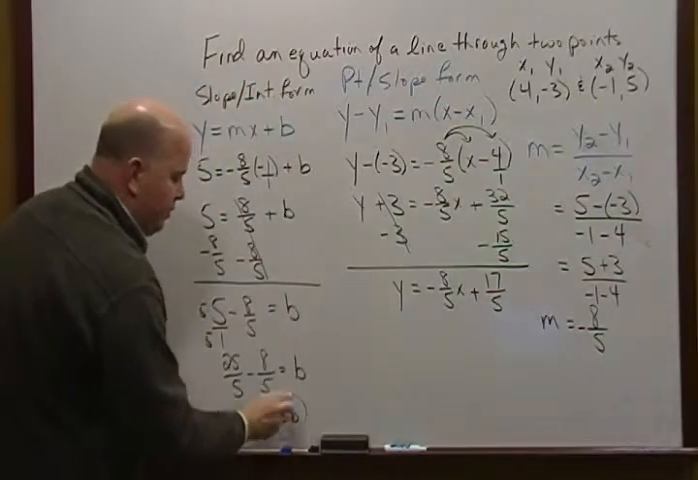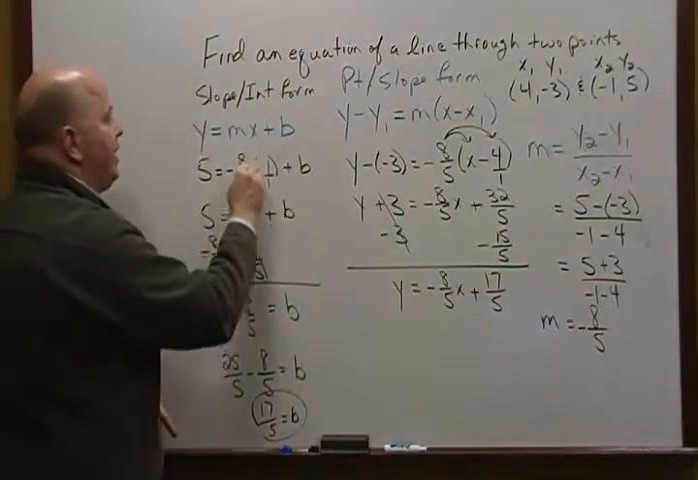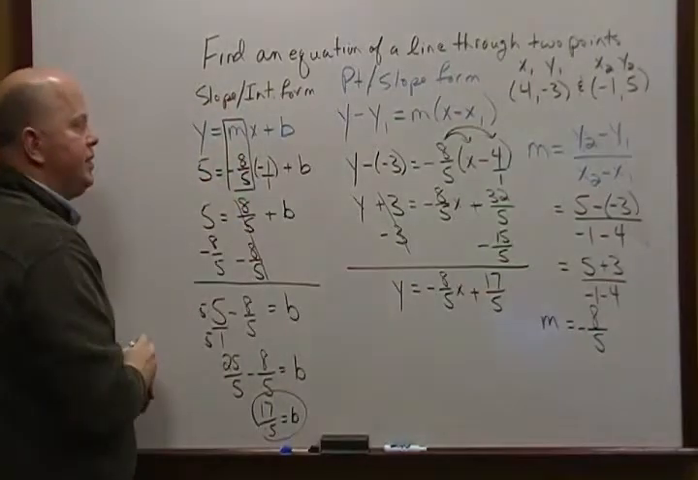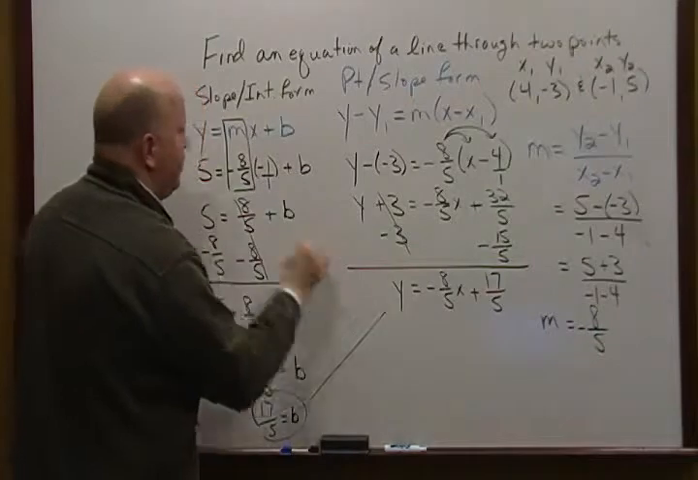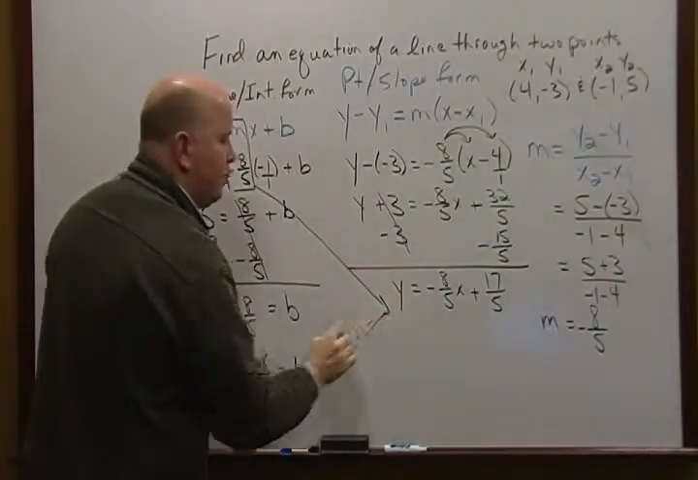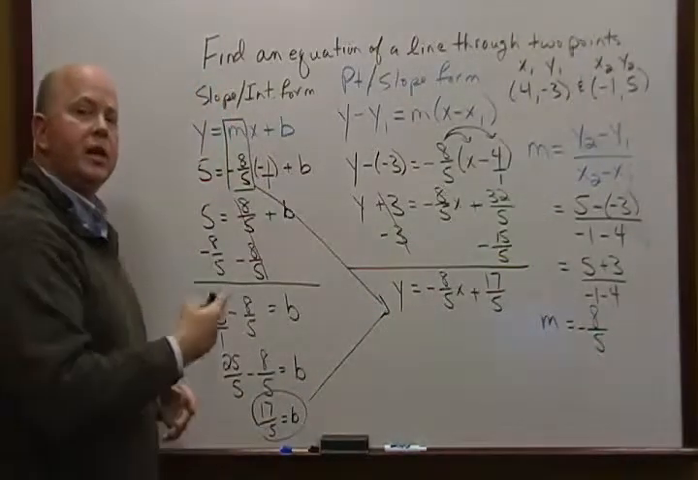So if we found this b, and we initially had stated that our slope was negative 8/5, we have now shown that with these two values, we have the exact same result using either method.